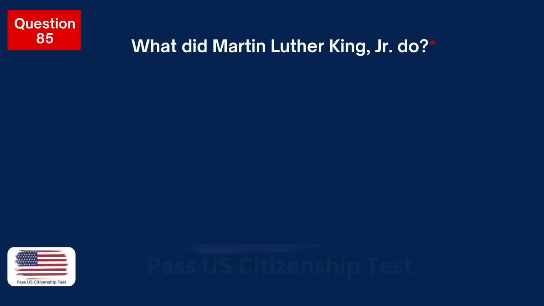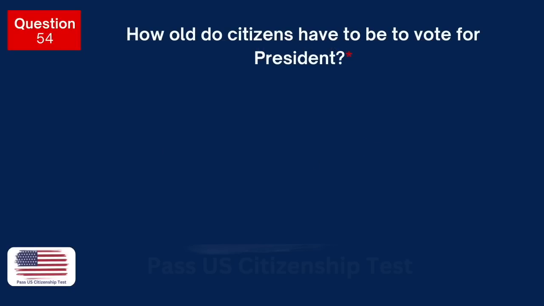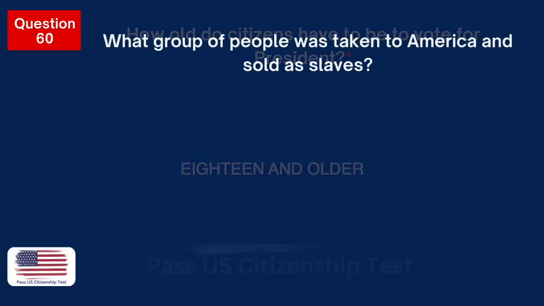What did Martin Luther King Jr. do? Fought for civil rights. How old do citizens have to be to vote for president? 18 and older. What group of people was taken to America and sold as slaves? Africans.